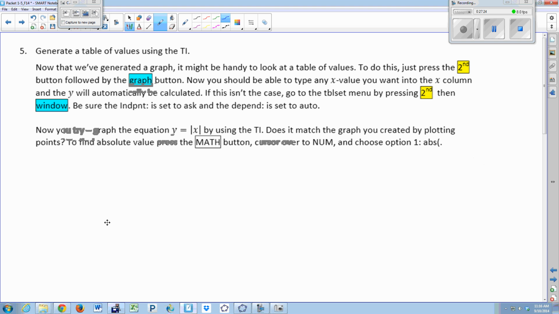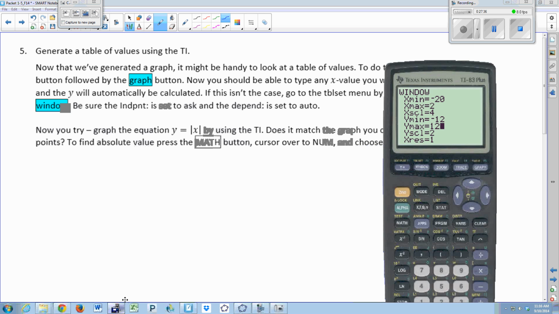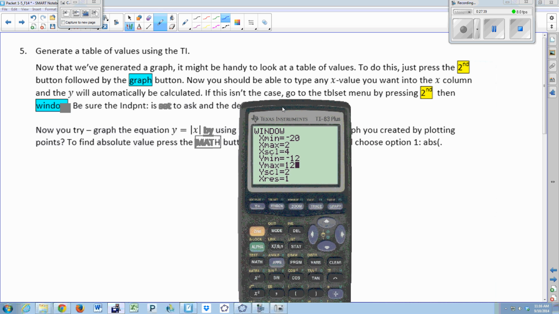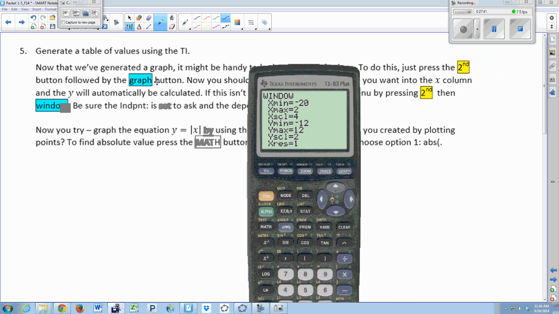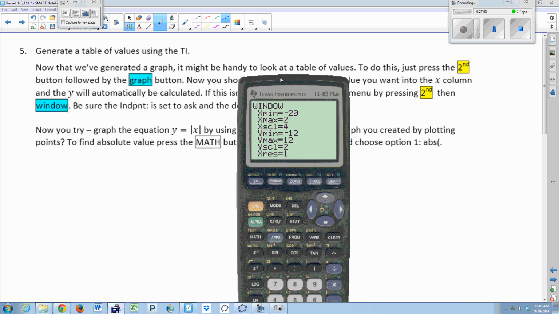Now, when you were plotting this, you were able to generate a table of values. You can do the same thing with a graphing calculator. It saves you a lot of time. Okay, so let's see how we do that. We open up our graphing calculator. To do this, press the second button followed by graph. Notice how the graph is the blue button because that corresponds to this blue button right here on your calculator, and second is a yellow button. So I've tried to color code the notes. So you hit second graph.